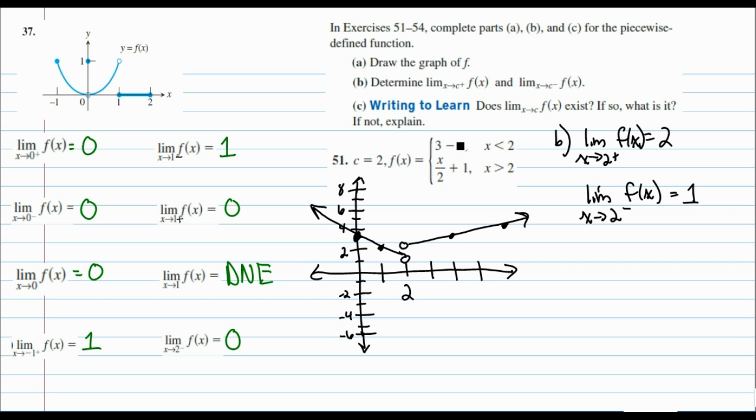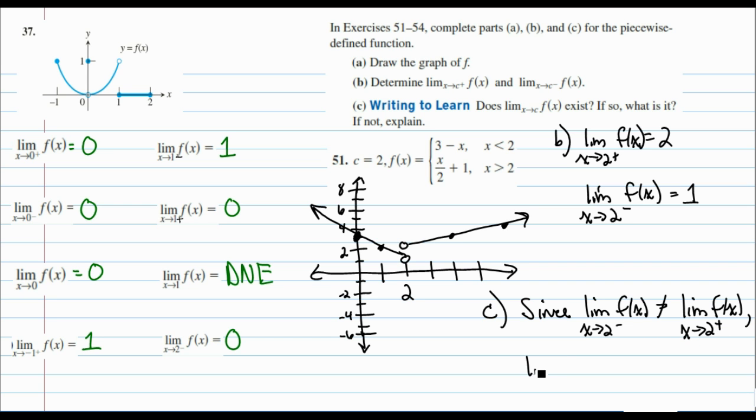Now part C says, write to learn. Does the limit as x approaches c of f of x exist? If so, what is it? If not, explain. Since the limit as x approaches 2 from the left of f of x does not equal the limit of f of x as x approaches 2 from the right, the limit as x approaches 2, the two-sided limit of f of x, does not exist.